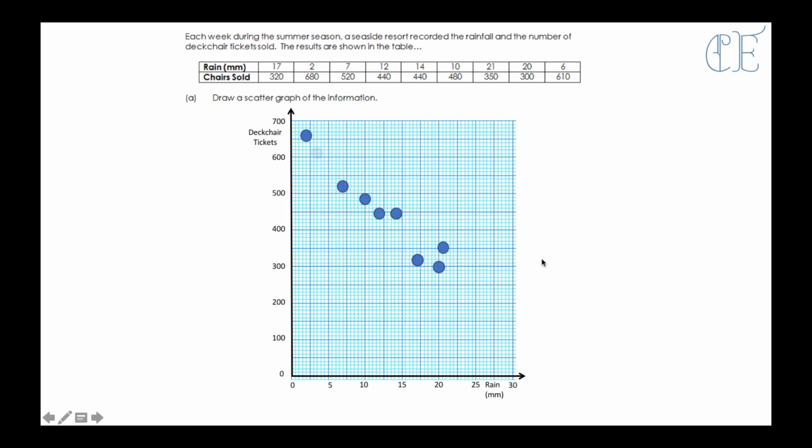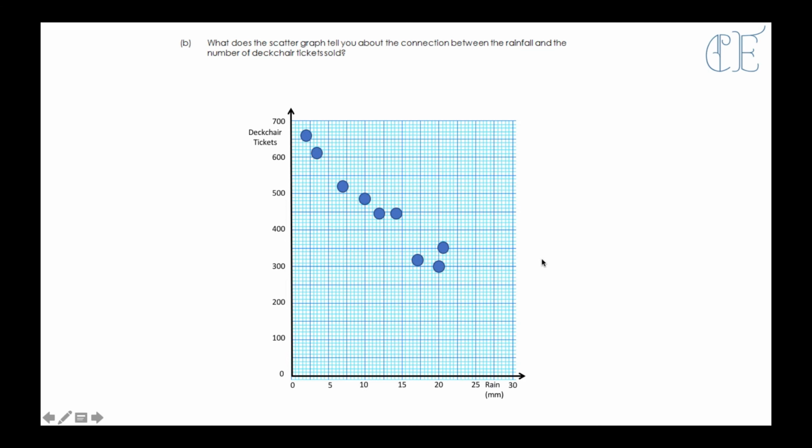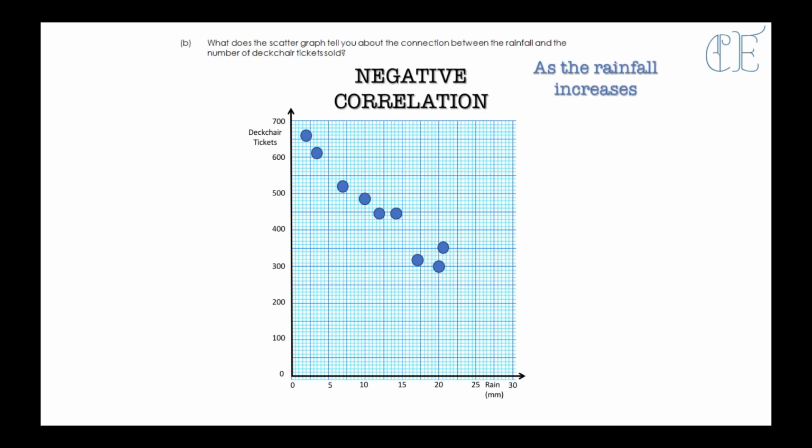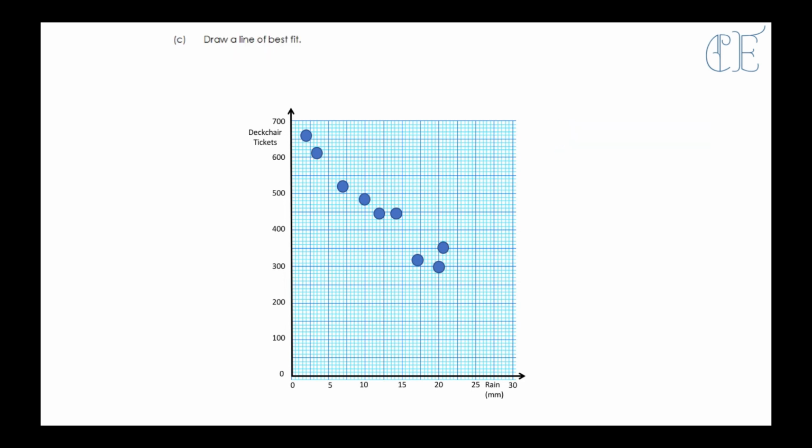So then, question B says, what does the scatter graph tell you about the connection between the rainfall and the number of deck chair tickets sold? Well, you could already assume that if it's not raining, you can go to the beach or it's sunny. So we would assume that if there's less rainfall, then more deck chair tickets are sold, which we can see in the graph. So it's a negative correlation. As the rainfall increases, deck chair sales decrease.